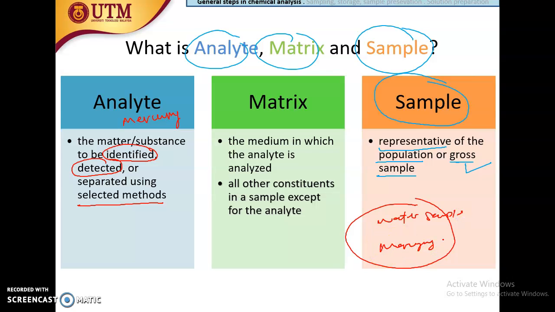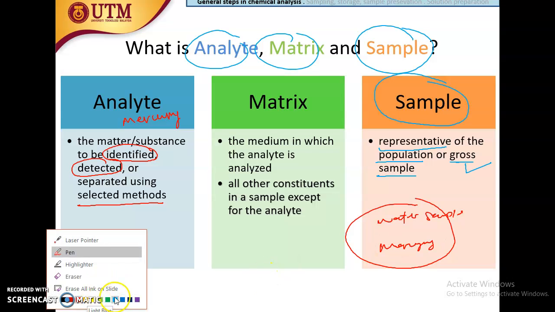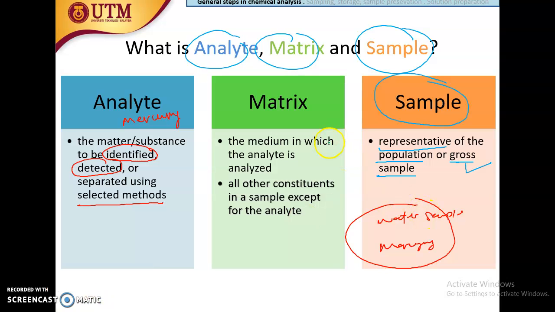Do you think that the lake water only contains mercury? It contains all those rubbish as well. What is the rubbish? That's what we call matrix. Matrix is the medium in which the analyte is analyzed. If, let's say, the lake water sample contains suspended solid, therefore suspended solid is your matrix. If it contains other metals such as nickel, nickel is not your analyte, therefore nickel is your matrix.